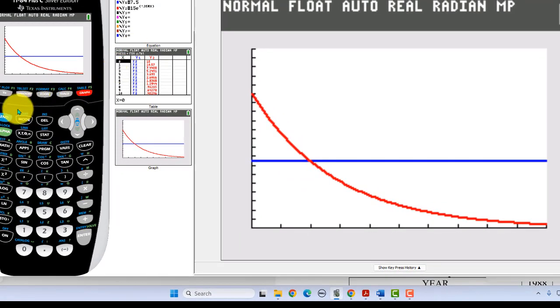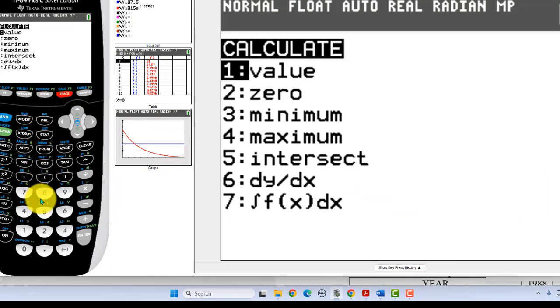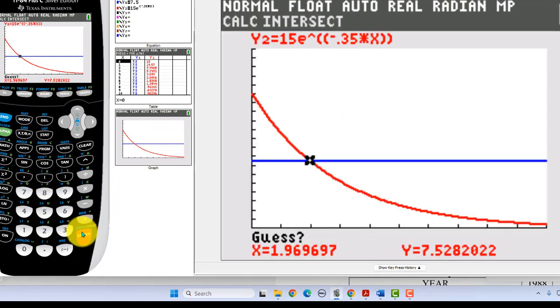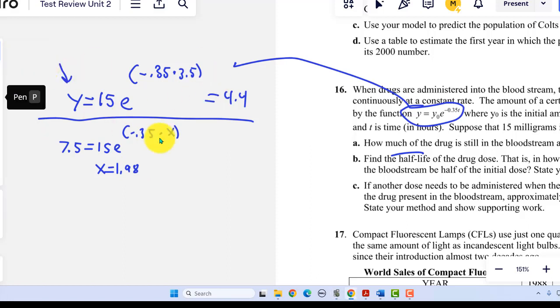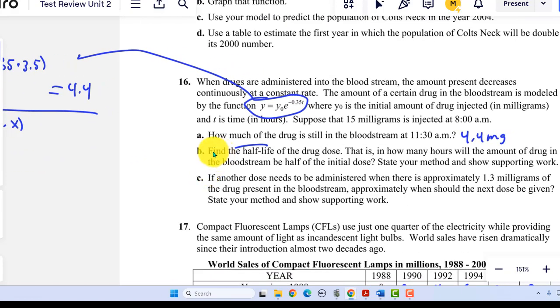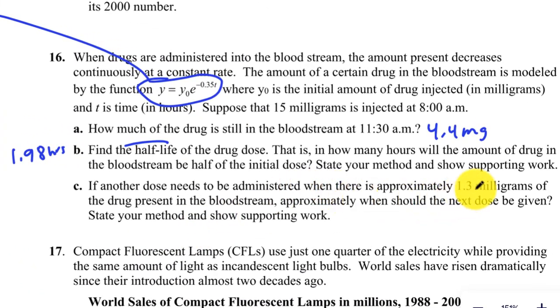And the intersection is what we're looking for. Second, trace, number 5, enter, enter, enter. And it looks like 1.98. So in this case, x equals 1.98. And I believe that's in hours, so maybe you would say just under 2 hours. So for letter B, the answer is 1.98 hours.